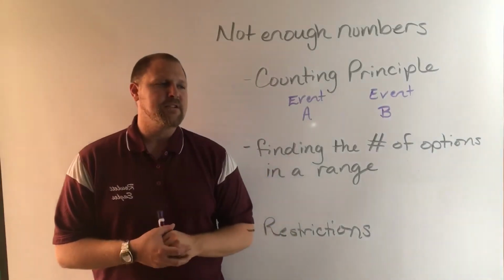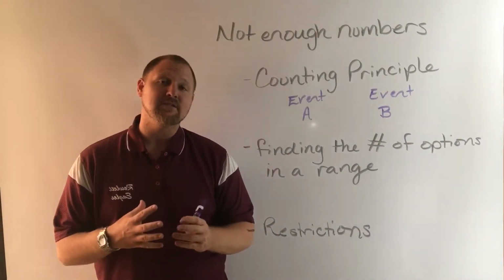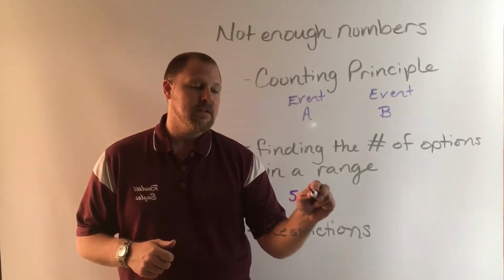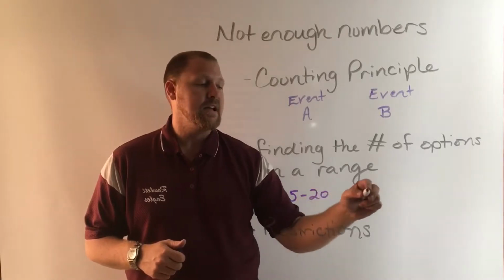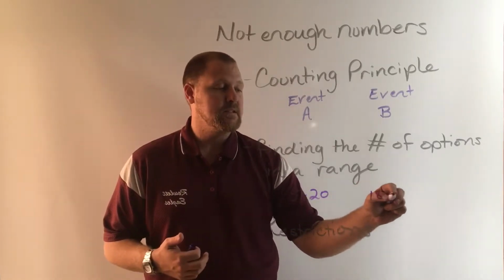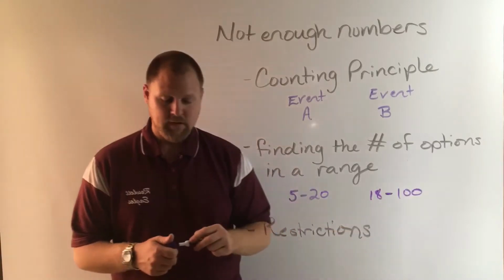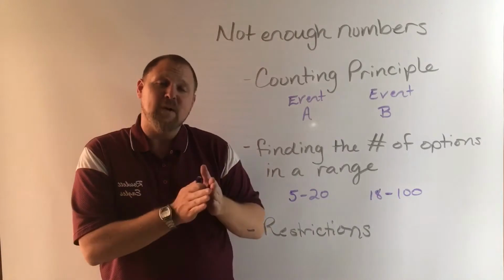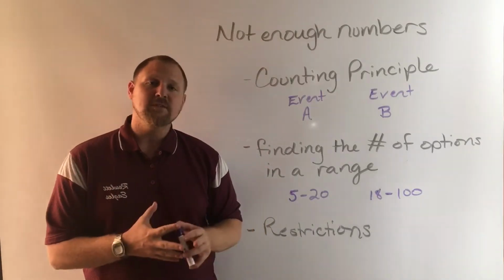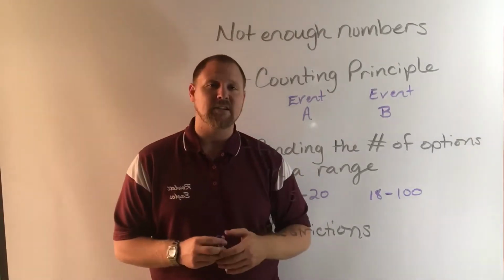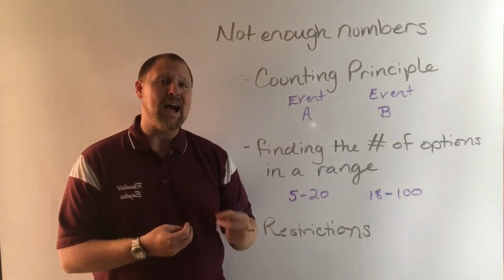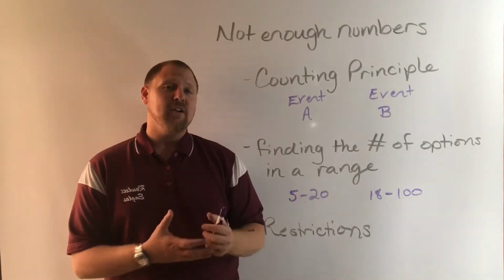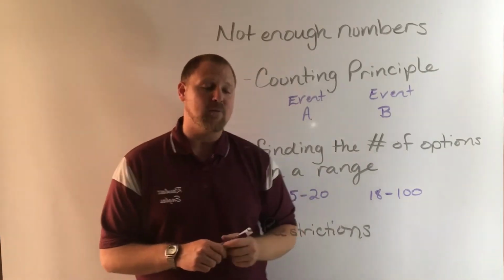The next thing we have is finding the number of options in a range. So a couple different examples. Let's say we have 5 to 20 and 18 to 100. Well, we need to find out how many numbers are from 5 to 20. Most of the kids will simply just subtract these numbers. Well, in order to find the number of options in this range, we not only have to find the difference, but then we have to add 1 to it.